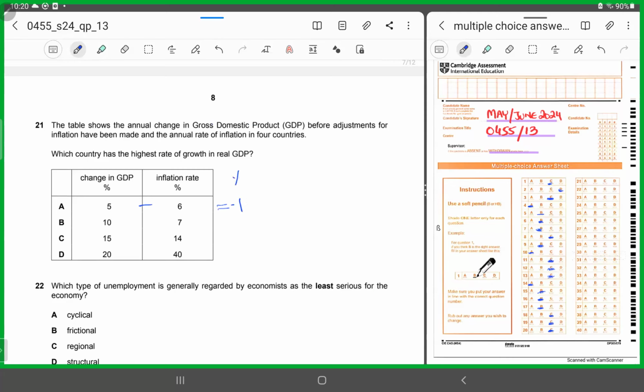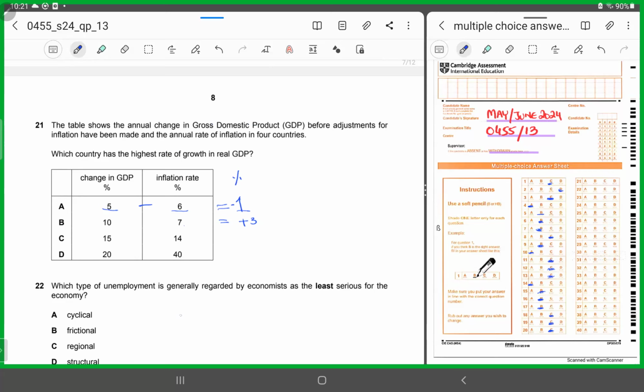It's in percentage, it's a negative 1, right? Because the change in GDP was 5, but the inflation rate was 6. So this means that the GDP has actually fallen by 1%. In country B, what is happening? The GDP is rising by 5 and the inflation rate has risen to 7. So the increase is what? 3%. It's a positive 3.